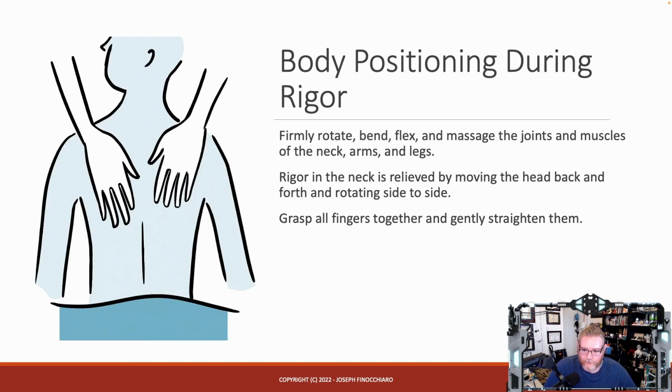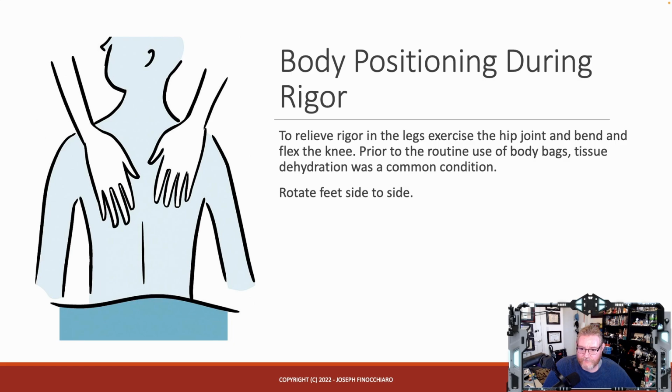Body positioning during rigor. Firmly rotate, bend, flex, and massage the joints and muscles of the neck, arms, and legs. Rigor in the neck is relieved by moving the head back and forth and rotating side to side. Grasp all fingers together and gently straighten them. To relieve rigor in the legs, exercise the hip joint and bend and flex the knee.